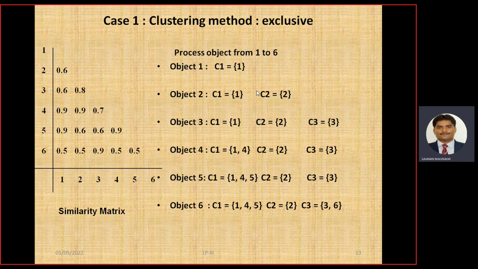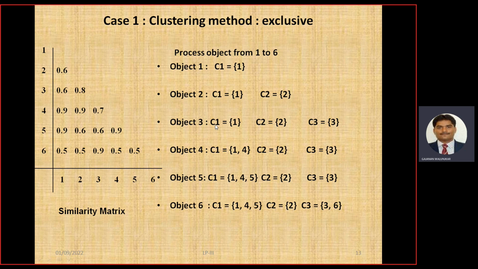So you are supposed to create the new cluster C2, and you have to place that particular object 2 in that particular cluster. Next, you are taking the object 3. Now, when you are processing the object 3, there are already C1 and C2 clusters, and you are comparing the similarity of this object 3 with the available clusters and their objects.